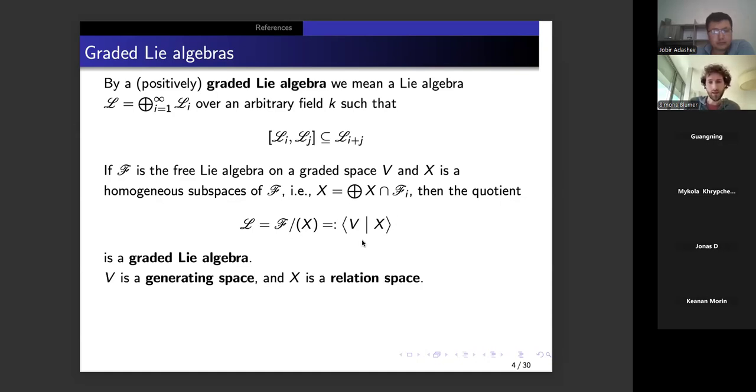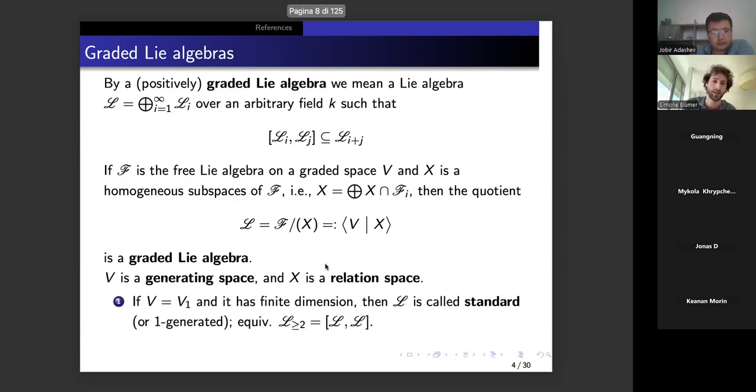In this notation, the vector space V is called the generating space, while the vector space X is the relation space. And if V is a vector space concentrated in degree 1, and it has finite dimension, then we will call the Lie algebra a standard Lie algebra. I will use the name standard as a synonym of one-generated Lie algebra.